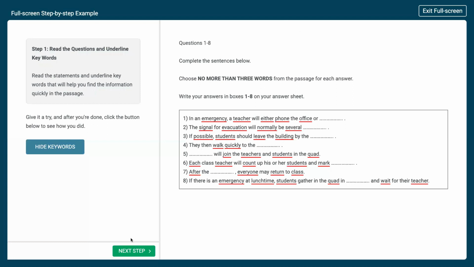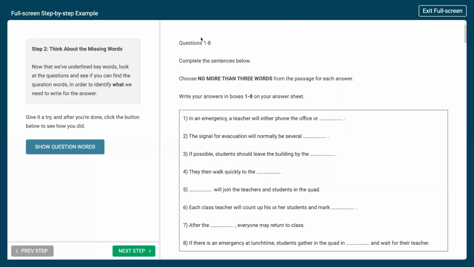All right, excellent job. Let's move on to step two, which is where we are going to start thinking about the missing words, okay? So now we've underlined our keywords, we've looked at the questions, and it's time to think of our question words in order to identify what we need to write for the answer. So we know that something goes here, but there are some clues that tell us the type of word. And I will be honest, a lot of times this step is not foolproof, but I find that it definitely helps, especially if something is difficult and you have to skip it and move on.